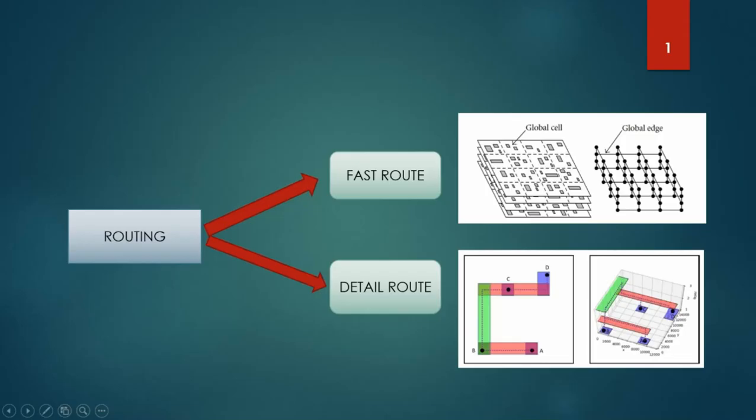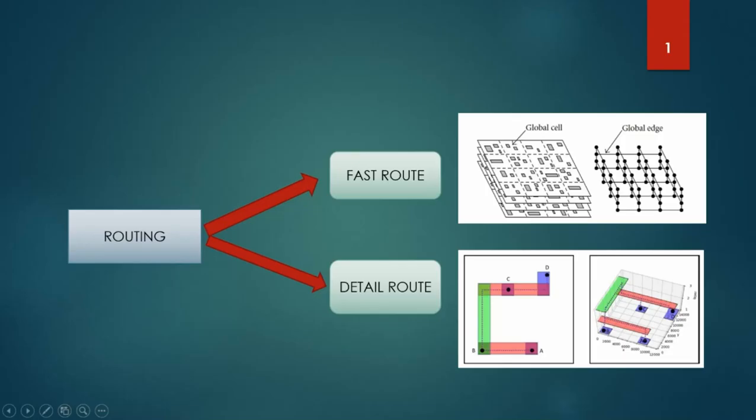So you can view routing as global route and detailed route. The detailed route is being done by the Triton route, and the global route is done by the fast route. So I think I mentioned a process in here, and I mentioned the engine. So the routing is divided into global route and the detailed route. The global route is done by the fast route, and the detailed route is done by the Triton route.